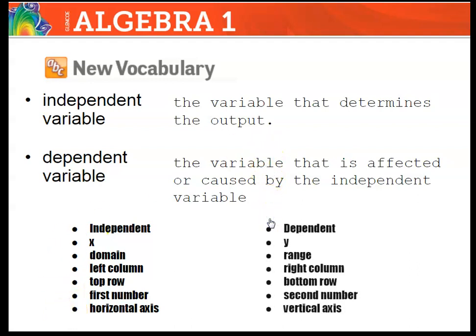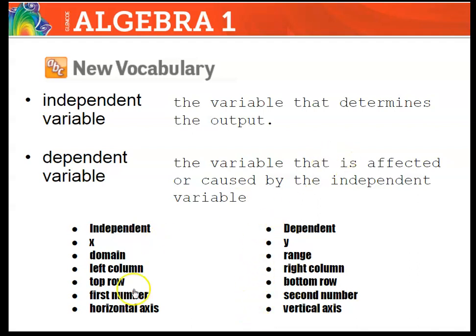In your other box, put down this. Your dependent variable is going to be your y. It's going to be your range. It's going to be the right column if you have a vertical table or a mapping. It's going to be the bottom row if you have a horizontal table. It's going to be the second number in an ordered pair. Okay, it's going to be the vertical axis when we're graphing these on the coordinate plane. Okay, so that's a lot of terminology. That's a lot of different things to go together.